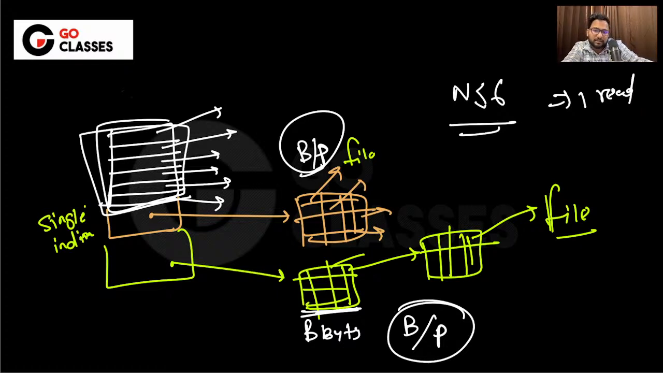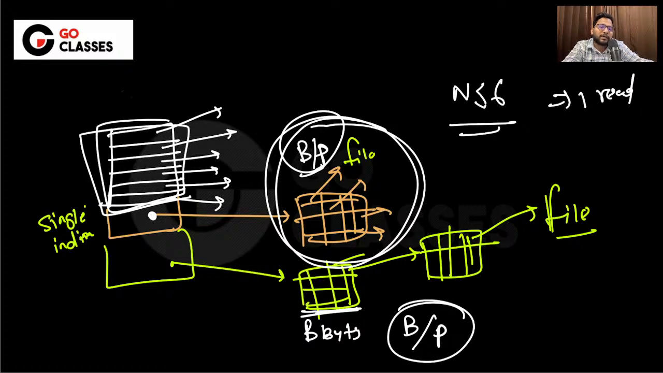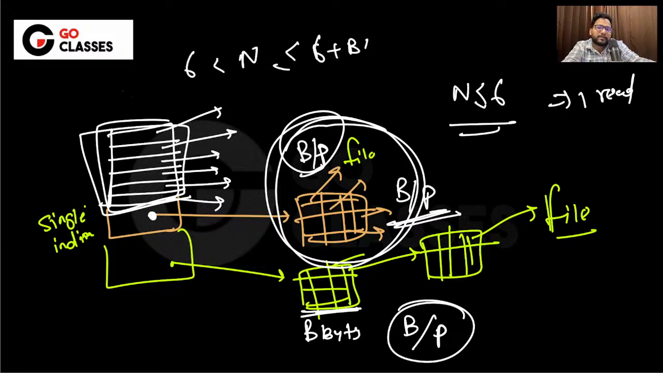But if n is greater than 6, then you will be basically reading something like this. And if your file is one of these, which means n is greater than 6 and less than or equal to 6 plus b by p. See, there are b by p files that you will be pointing to here. So 6 will anyway be there. So 6 plus b by p means among one of these files, right? Then 2 reads. Is this okay to everyone?